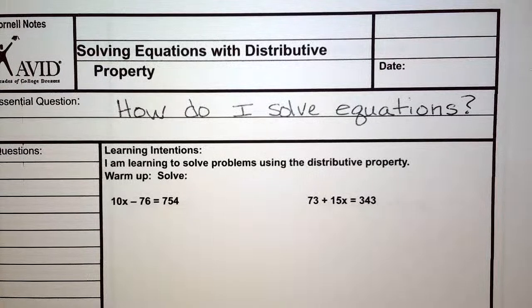Today we're looking at solving equations with the distributive property. The essential question is, how do I solve equations? Your learning intention: I'm learning to solve problems using the distributive property.